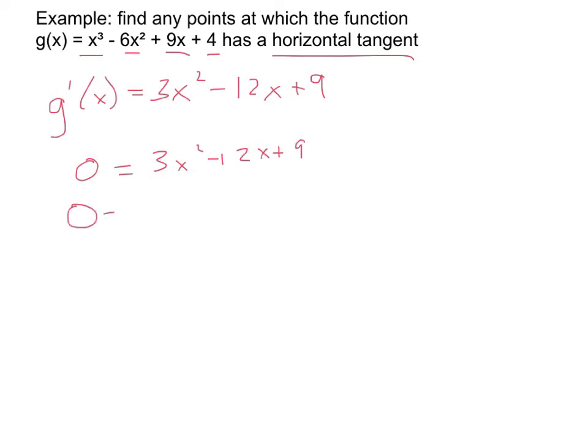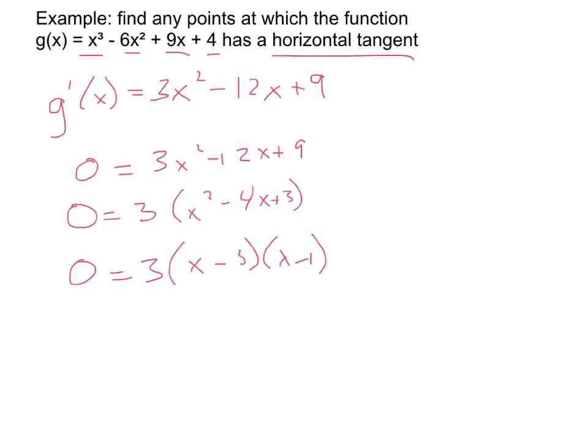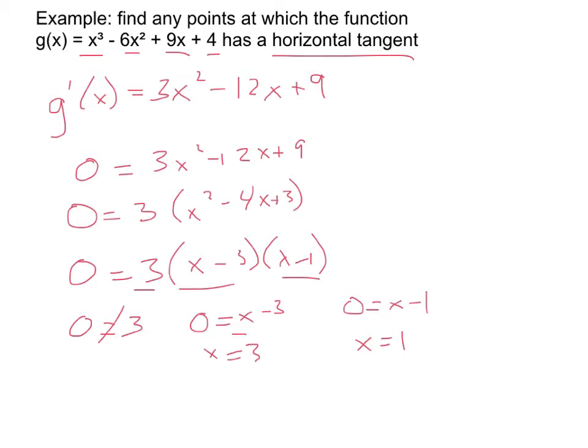This is a quadratic, which means we can solve it by factoring. 3 times x squared minus 4x plus 3. And whatever method you use for factoring, we can do that. This is going to end up being x minus 3 and x minus 1. So then when I set each of these components equal to 0, we get 0 equals 3, which is clearly incorrect, 0 equals x minus 3, and 0 equals x minus 1. When I solve these two, I find that x is 3 and 1, but those are not the points of horizontal tangency.